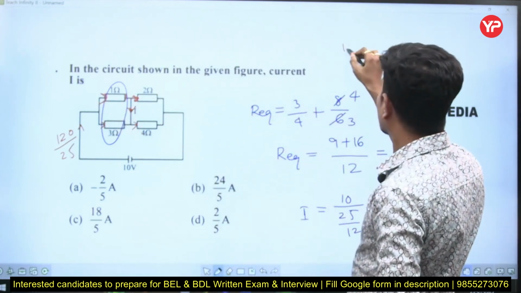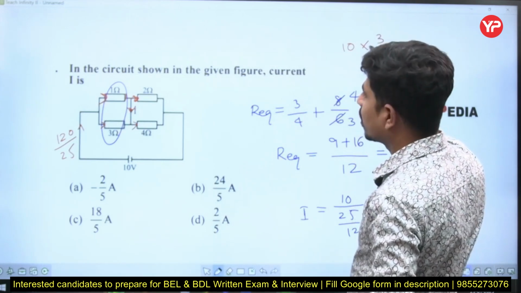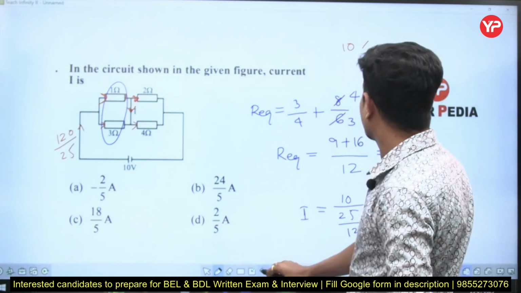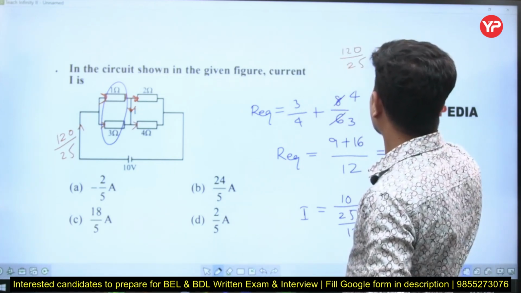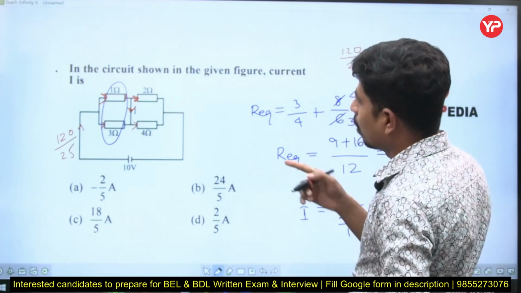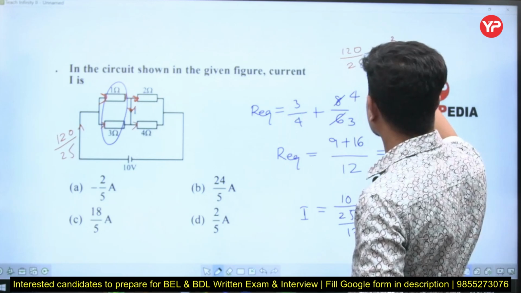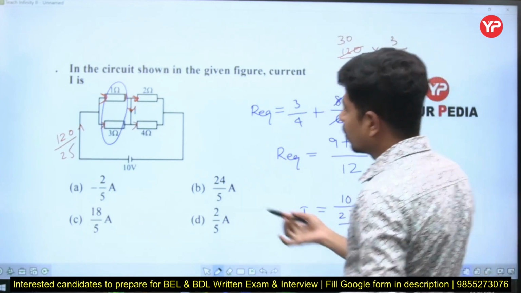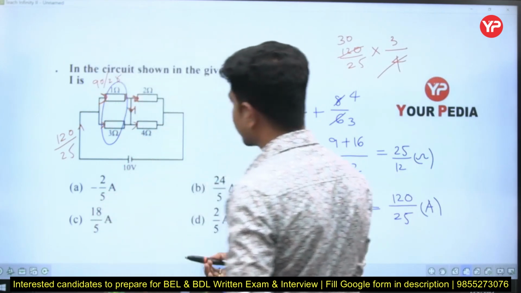Now let me find out this current. The total current is 120 by 25, into the opposite resistance 3 divided by 3 plus 1, which is 3 by 4. It is 90 divided by 25. This current is 90 by 25, right?